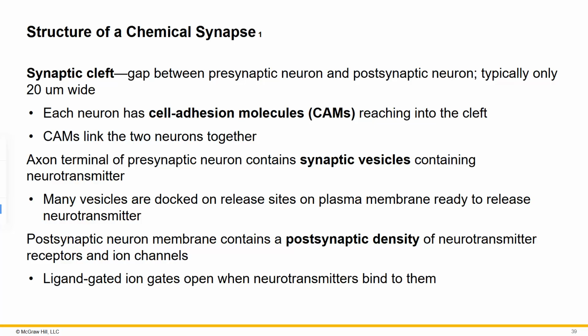The axon terminal of the presynaptic neuron contains synaptic vesicles containing the neurotransmitters. Many vesicles are docked on release sites on the plasma membrane, ready to release neurotransmitters. The postsynaptic neuron membrane contains a postsynaptic density of neurotransmitter receptors and ion channels. Ligand-gated ion channels open when neurotransmitters bind to them.